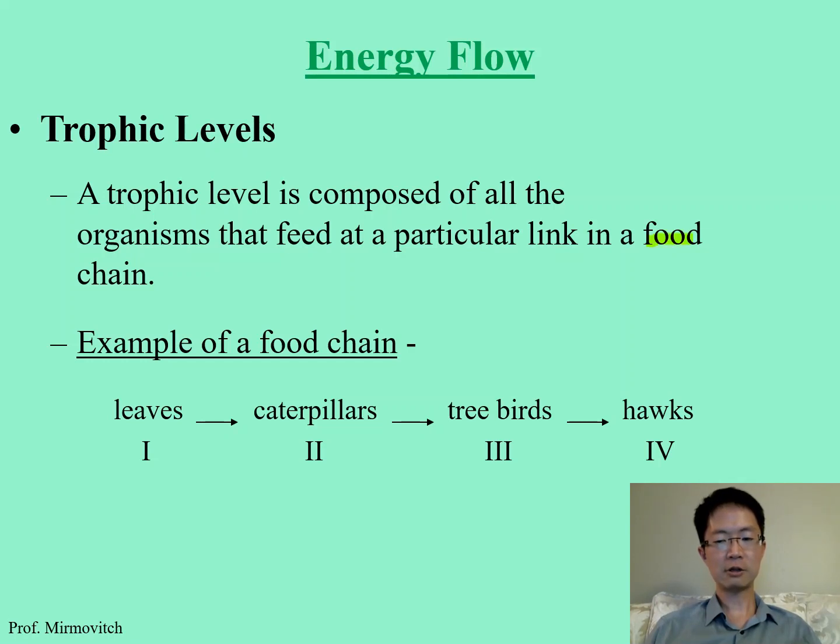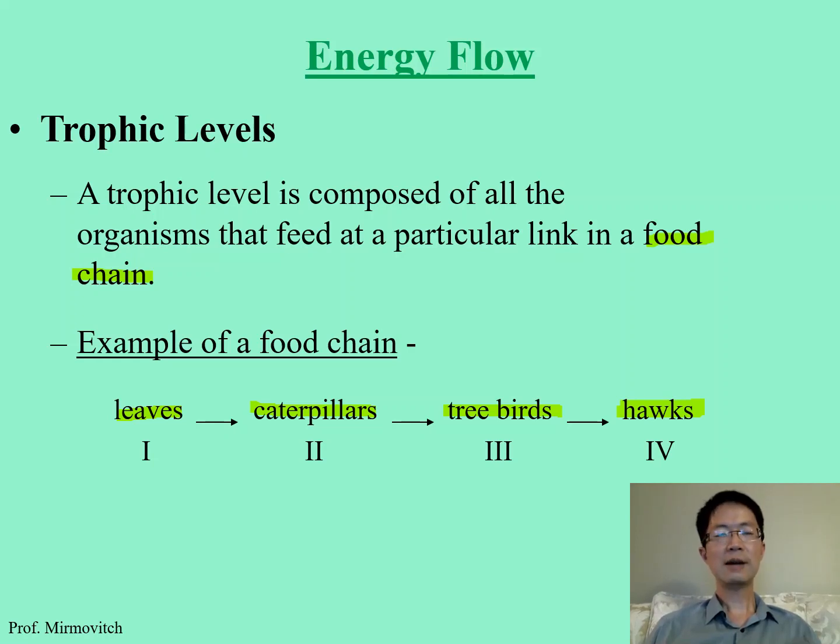Now we go back to food chain. I already told you that multiple food chains form the food web. For example, leaves are the producer, eaten by caterpillar, which is the primary consumer. And then tree birds are carnivores. They can eat caterpillar. That's why they are the secondary consumer. And then you have hawks. Hawks eat tree birds, so they are the tertiary consumer.